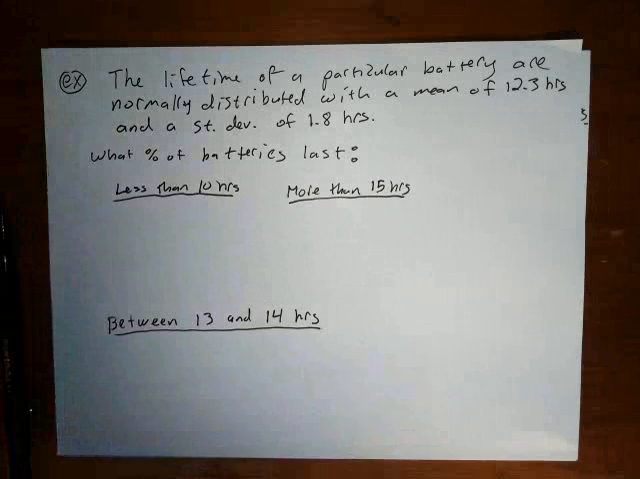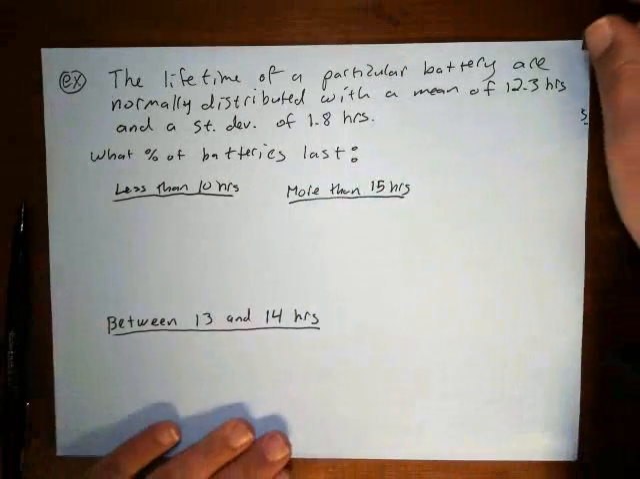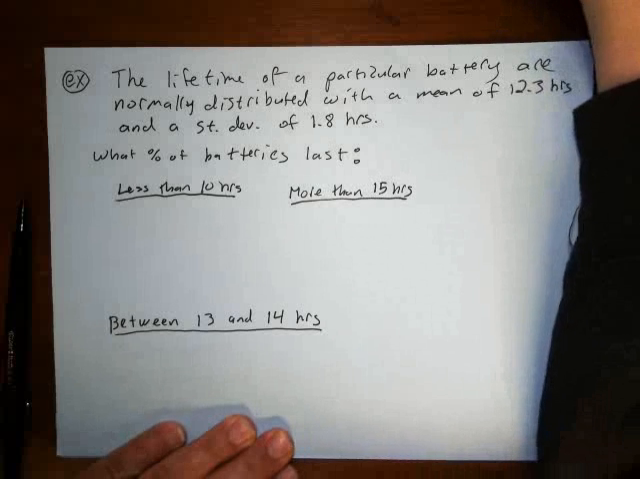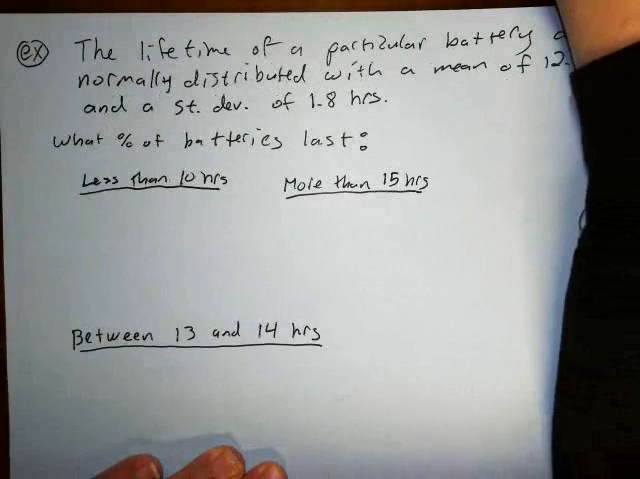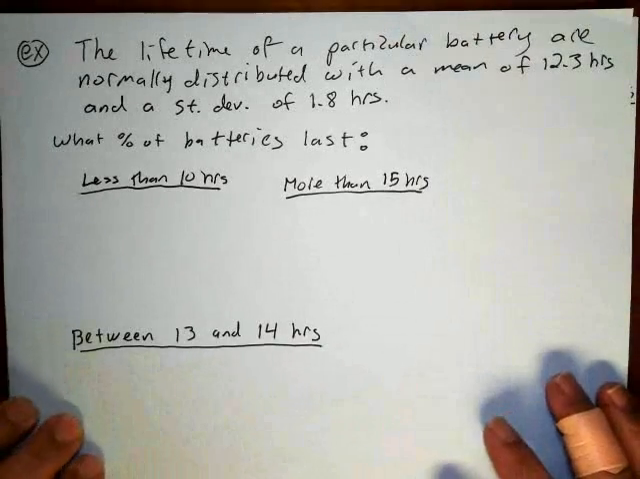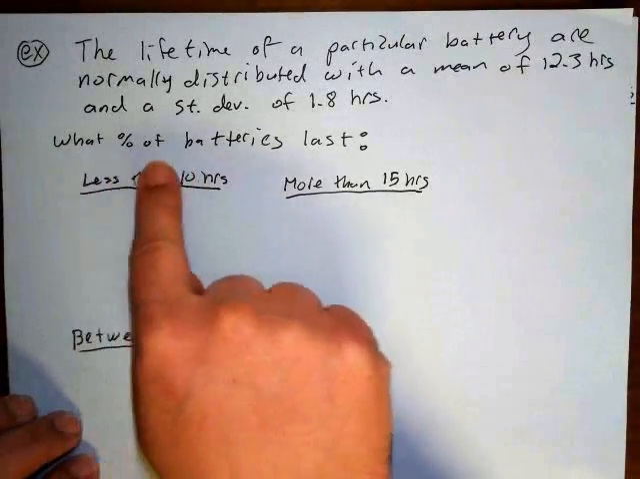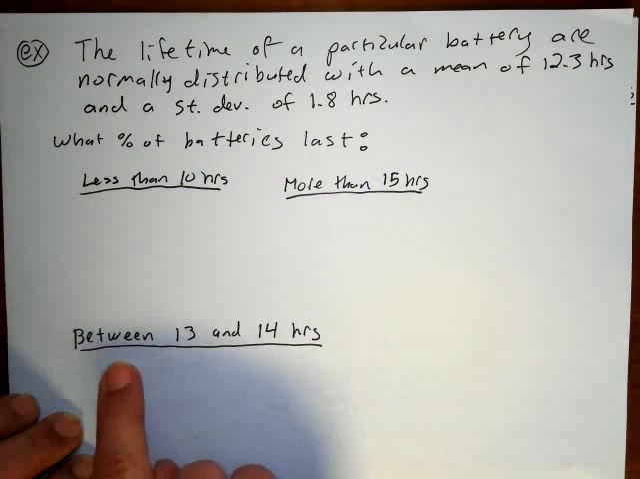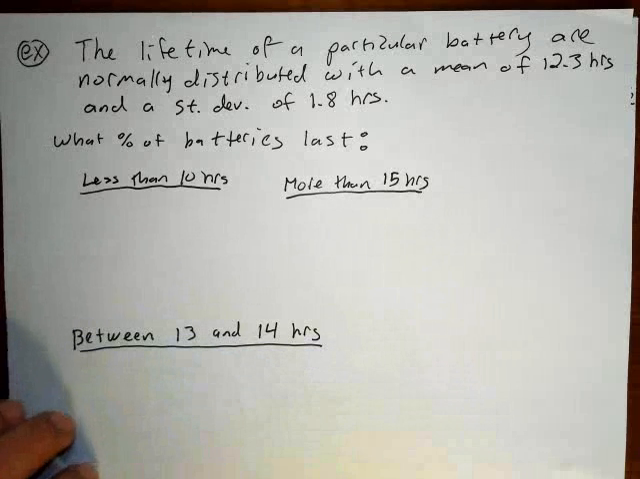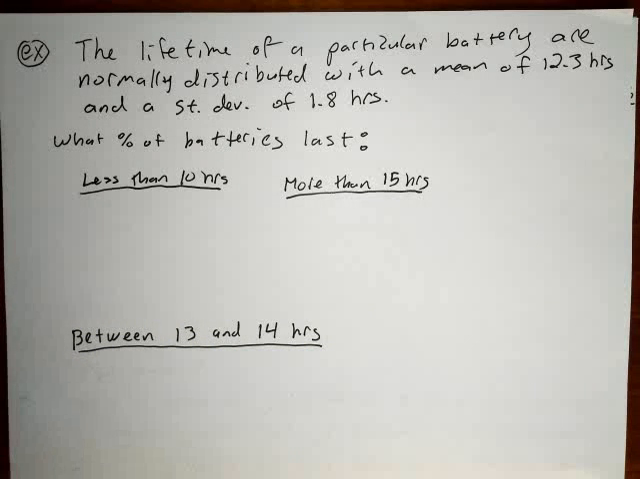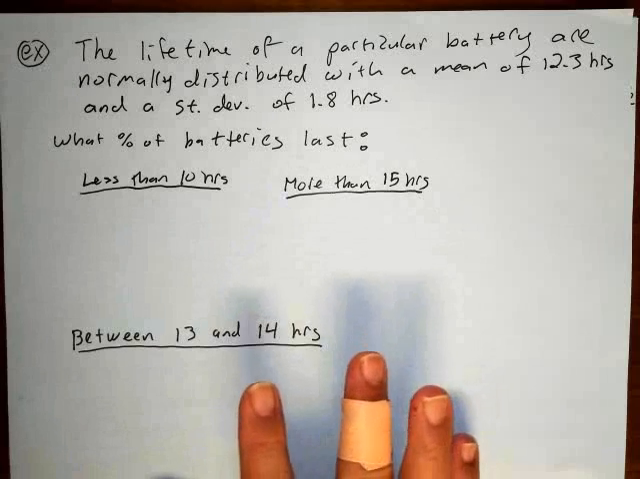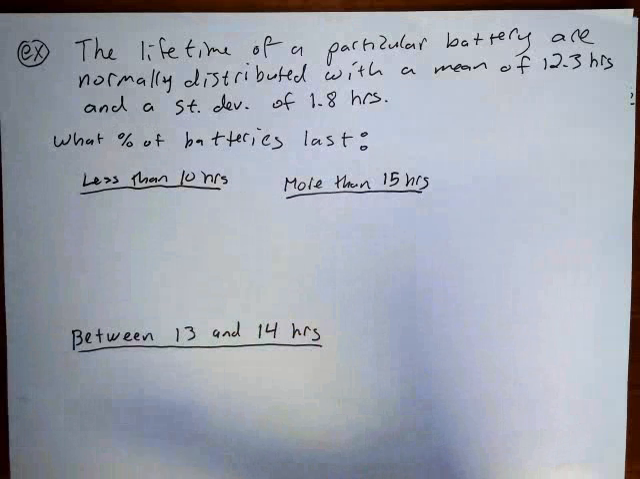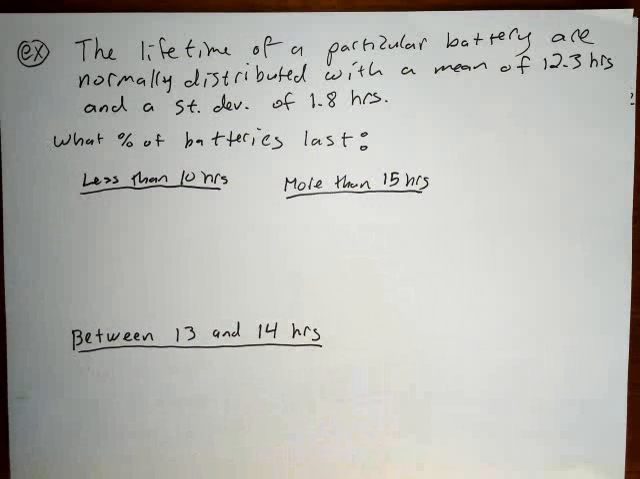In this problem, we're told that the lifetime of a particular battery is normally distributed with a mean of 12.3 hours and a standard deviation of 1.8 hours. What we want to know is what percent of the batteries last less than 10 hours, more than 15 hours, and between 13 and 14 hours. Why don't you go ahead and try to solve these? You can press pause, work through these, and then when you're done, restart the video and you can see how you did.